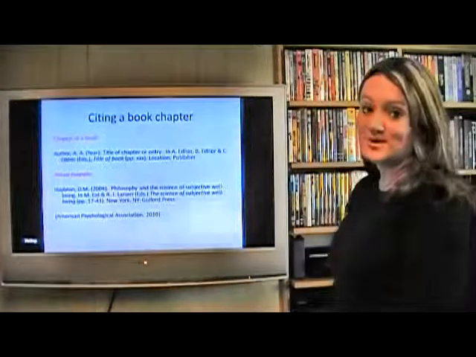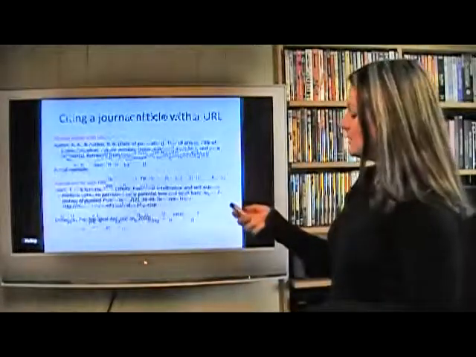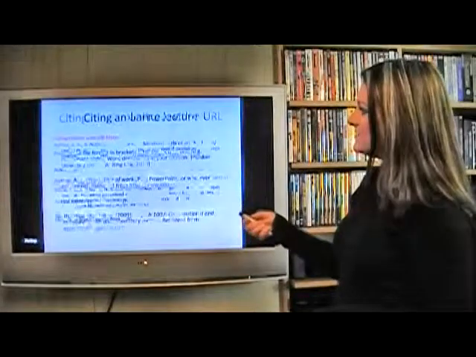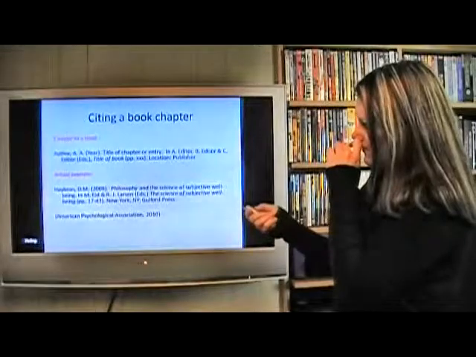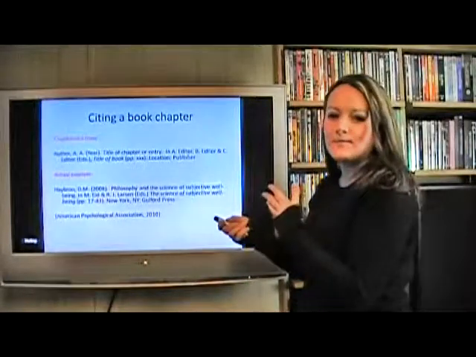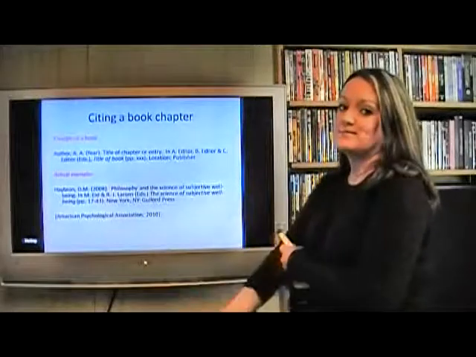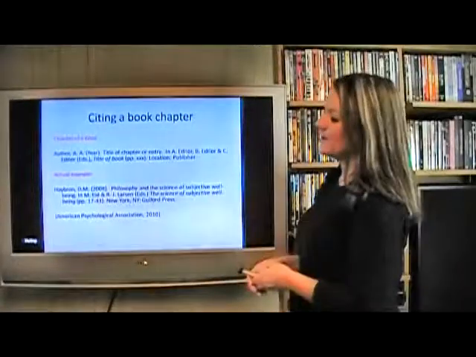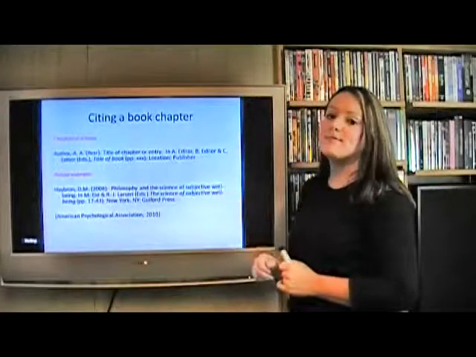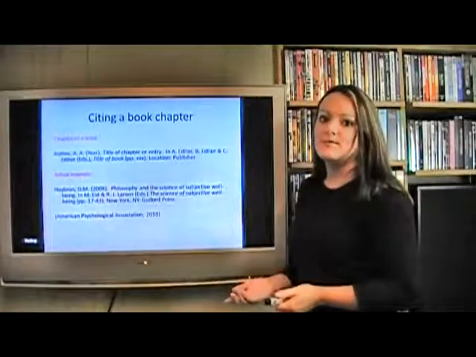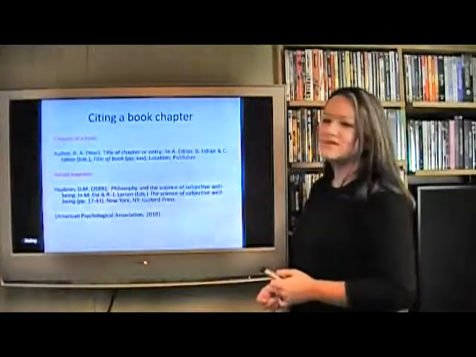So, in that situation, what you would do is, the first example is kind of a format guide, and then the second one is an actual example. So, for a format, you would list the author first, and that's their last name, first initial, and middle initial. Sometimes you can't find the middle initial. If you can't, just use the first initial, but usually they'll list both.